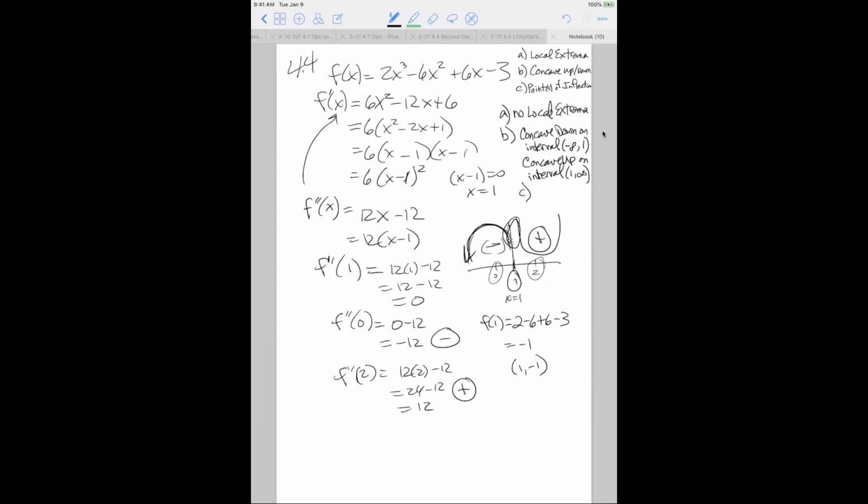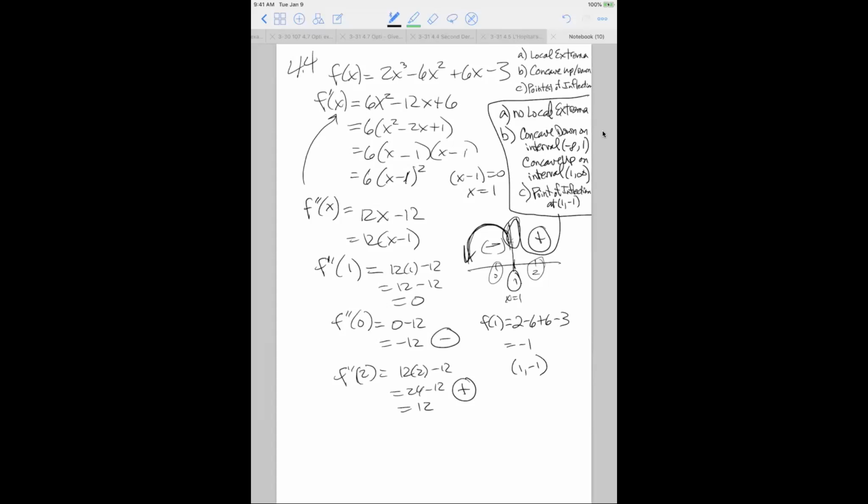So the point of inflection, can I fit it in there? Yeah. Point of inflection is at 1, negative 1. Okay? So we just used the second derivative test in that situation and got those 3 answers.